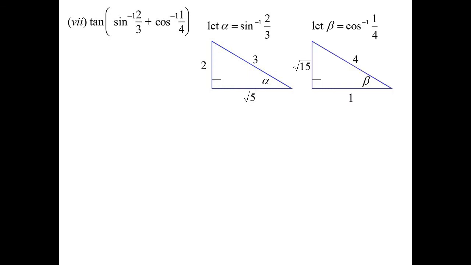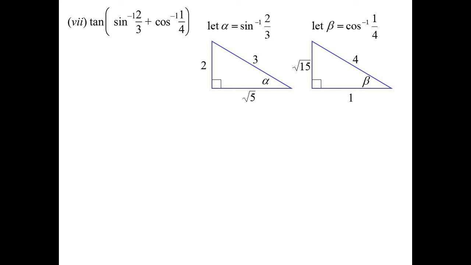Oh, hang on. The tan of the inverse sine of 2/3 plus the inverse cos of a quarter. Now remember, inverse trig are representing angles. I'm going to let them represent an angle just to remind myself. So I'm going to say, well, alpha is the inverse sine of 2/3. And there's my triangle for that. And beta, inverse cos of a quarter. And there's my triangle for that one.